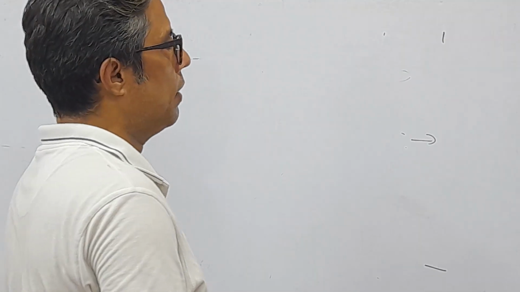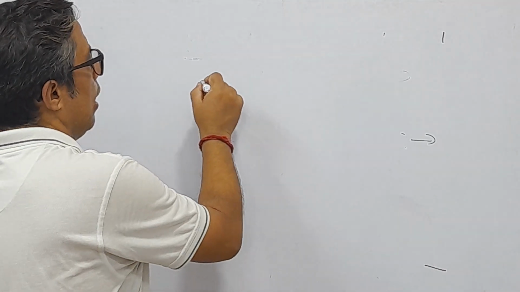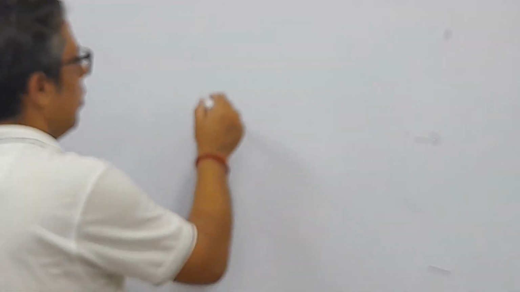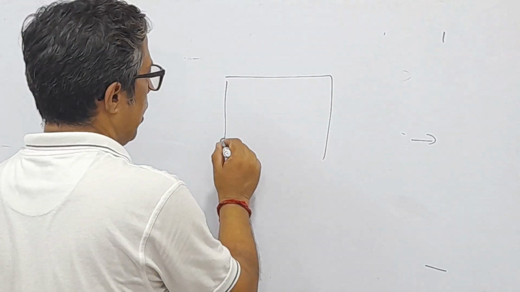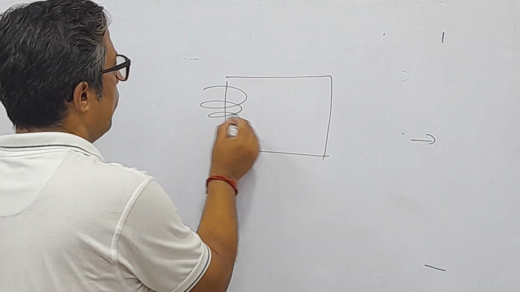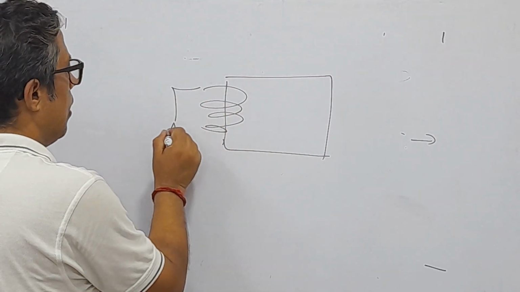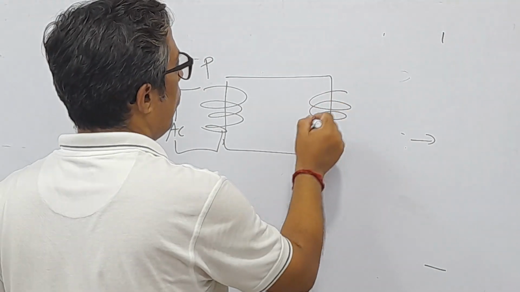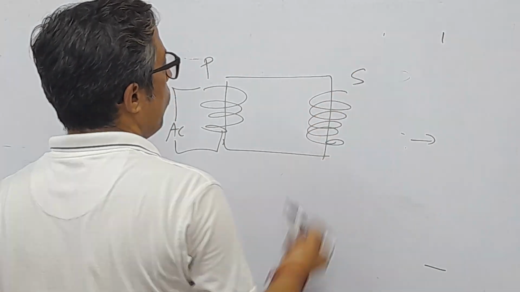So now the mathematical part. What happens in the transformer? Let me draw a simplified figure of the same one. So we have it like this. Here is the primary coil which is connected to an AC source, right? Primary. And this is the secondary coil. Secondary coil. So what happens?